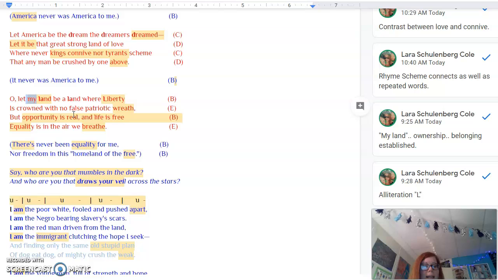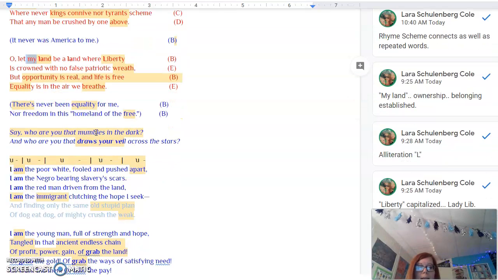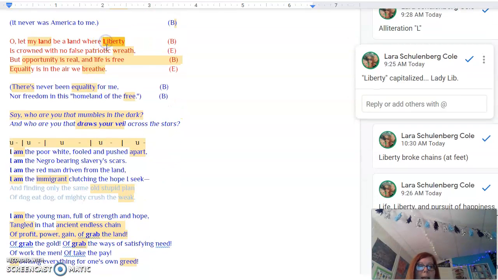And I think the use of pronouns is really interesting in this text because we see the word my. Later on, you're going to see I, our. So thinking about how ownership is being established in this poem. Let my land be a land where liberty is crowned with no false patriotic wreaths. Lady Liberty, right there, capital L. We notice that's significant. Statue of Liberty is standing there with broken chains at her feet. So we see someone that has been able to escape that tyranny.